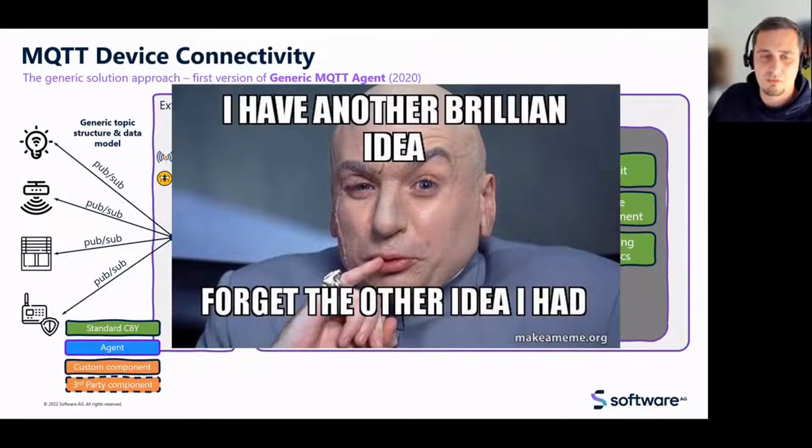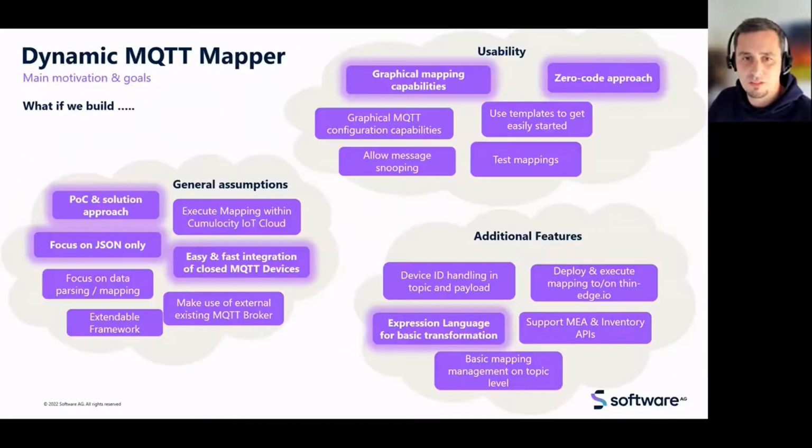Then Christoph and myself got into a discussion because we had another customer approaching us with the same requirement: I have MQTT devices sending some data, how can I do the data parsing with Cumulocity IoT? So Christoph and myself started brainstorming, and this is mainly the result of our brainstorming. We asked ourselves, what if we use the generic MQTT agent, the microservice, and extend it in the following way? Let's make some assumptions. First assumption is, it should be mainly for POC or solution approach.